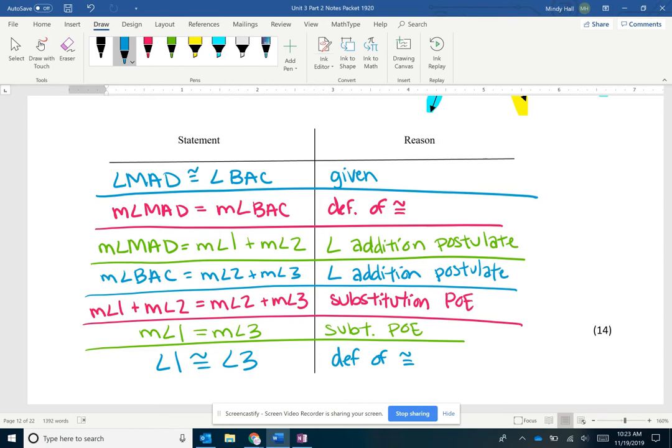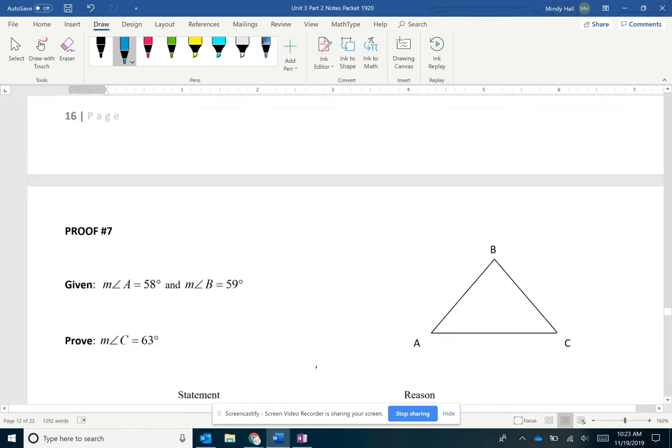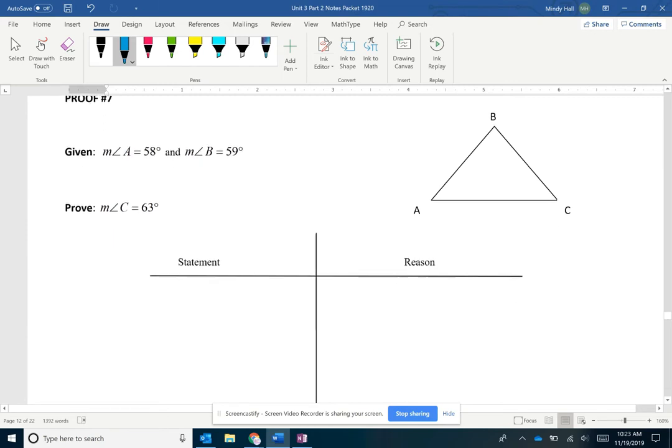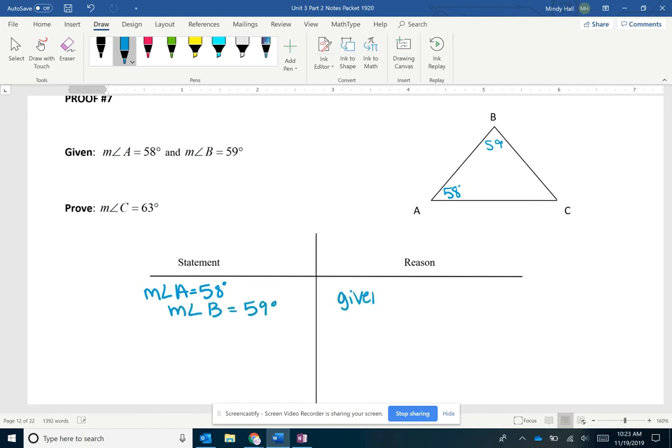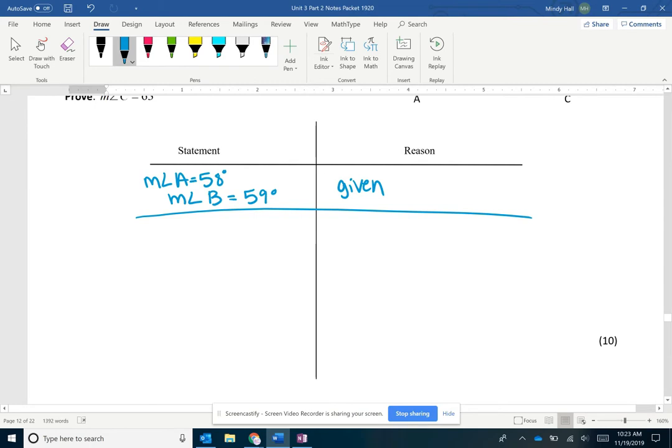Okay? So then, for our next one, number 7, we are given that A is 58 and that B is 59 degrees. So we'd say measure of angle A equals 58, measure of angle B equals 59, and these are both given to us, just like that. And we want to prove that the measure of angle C equals 63.